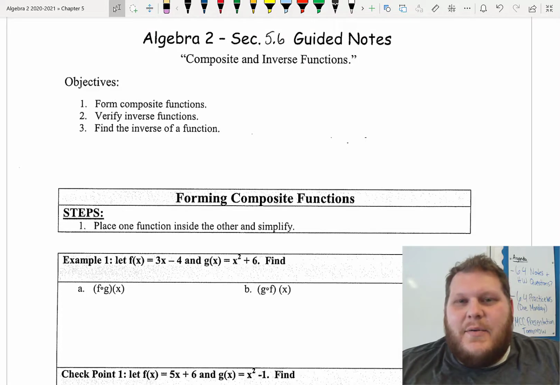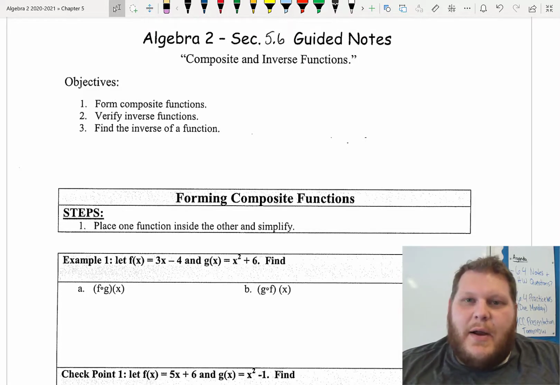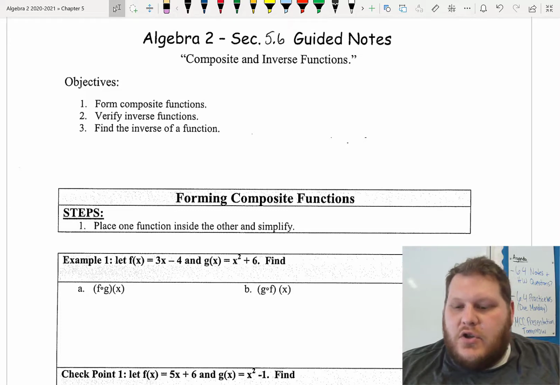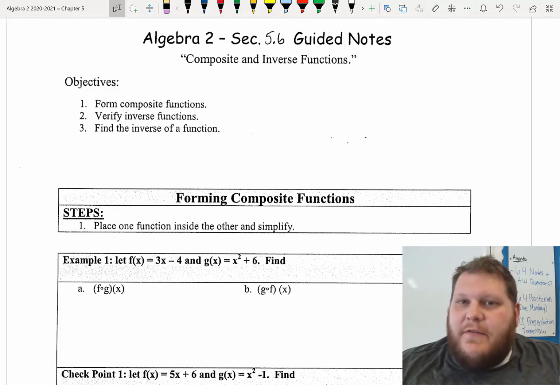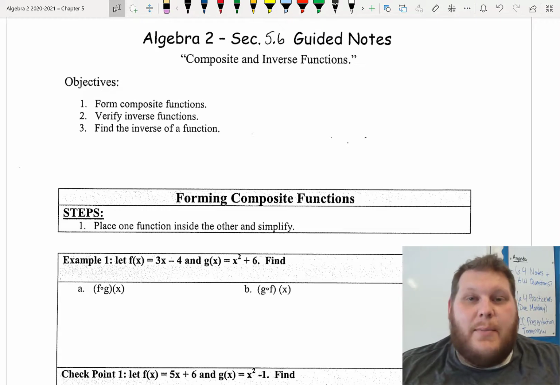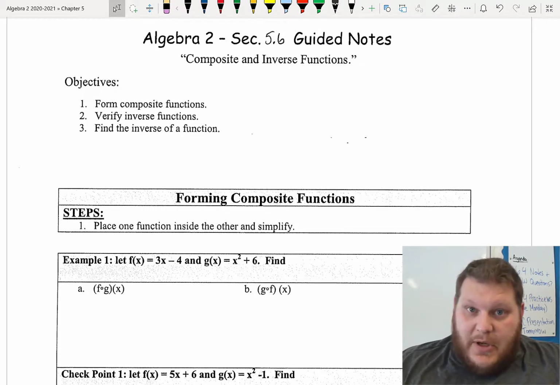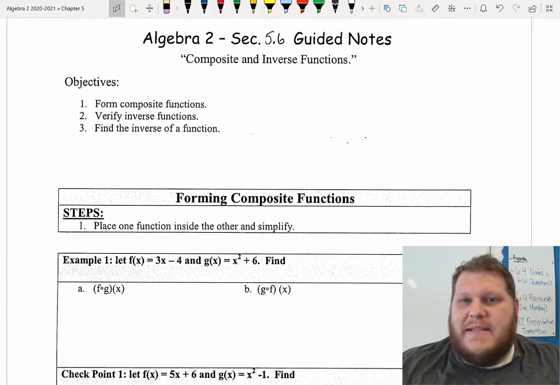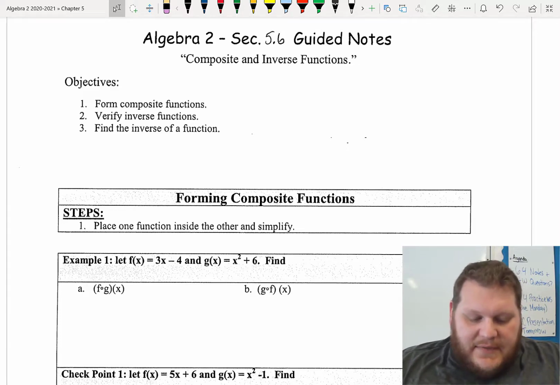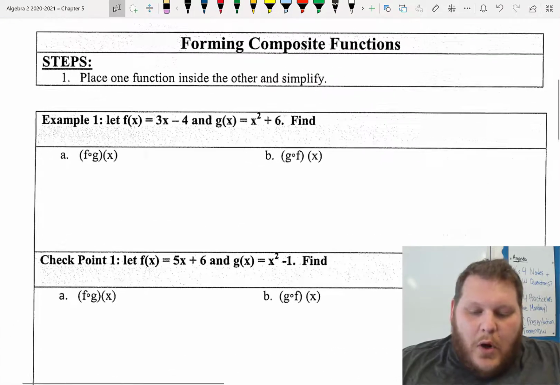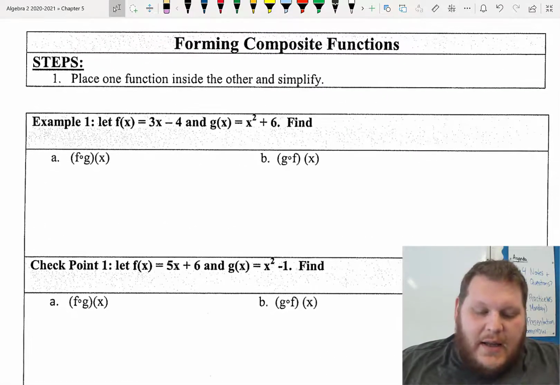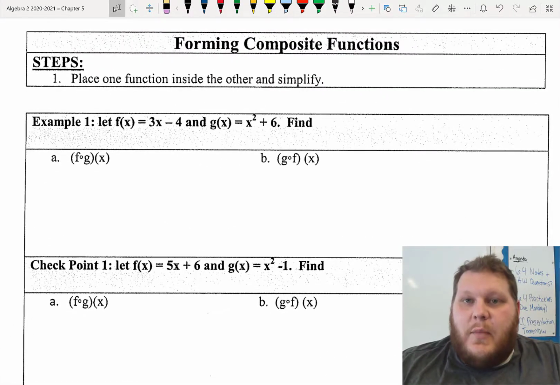Hey guys, today we are looking at 5.6, which is all about composite and inverse functions. Yesterday for 5.5, we looked at combining two functions together with our basic operations of addition, subtraction, multiplication, and division. Today we're going to be combining them in a different way called composite functions. A composite function is literally taking one of my functions and inserting it into the other one for my variable.